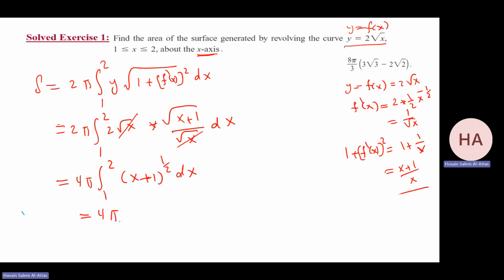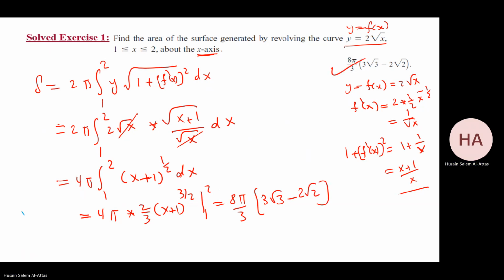That will be 4π of what? This to the power 3 over 2, so 2 over 3, this one to the power 3 over 2, from 1 to 2. That will be 8π over 3. Substitute, that will be 3 to the power 3 over 2, which gives me 3 square root of 3 minus 1, times 2 square root of 2, which is this answer.